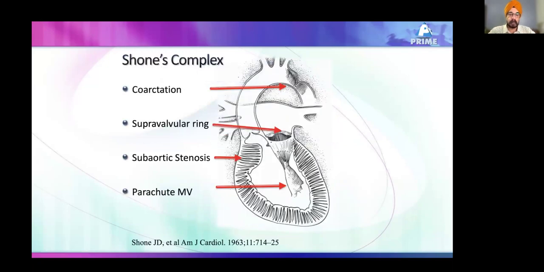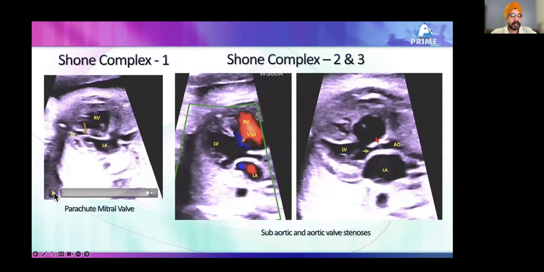I'm going to show you a Shone complex, in which you have to have three of the 5 or 6 parameters of obstructive lesions on the left side. It could be a supramitral ring, it could be a coarctation, it could be a parachute valve, it could be a subaortic stenosis, and it could be a coarctation of aorta. In case you get three or more, this qualifies for a Shone complex, and that's a fetal echo.